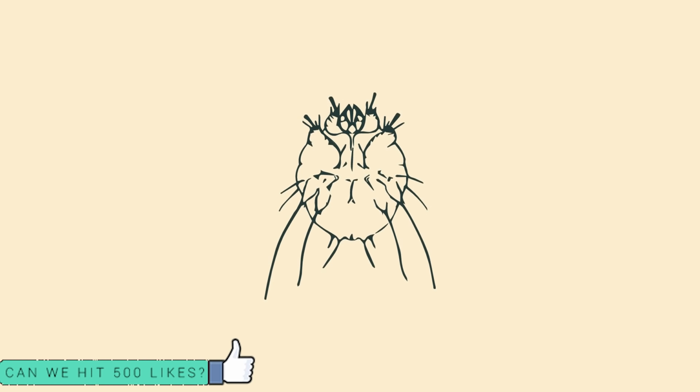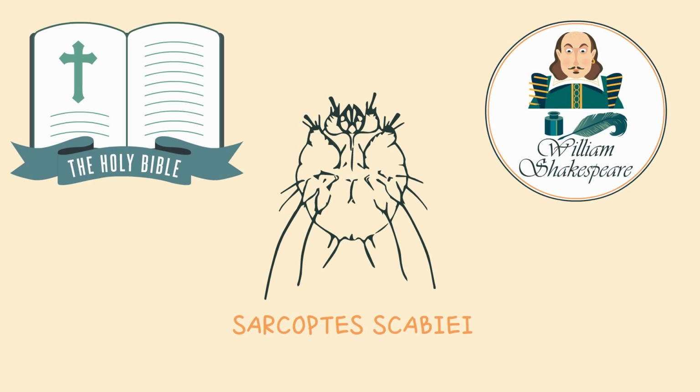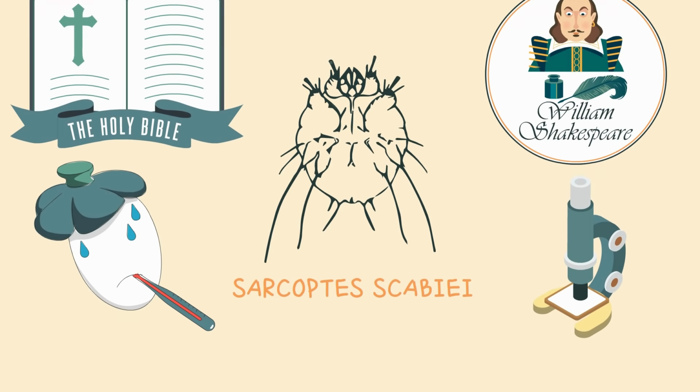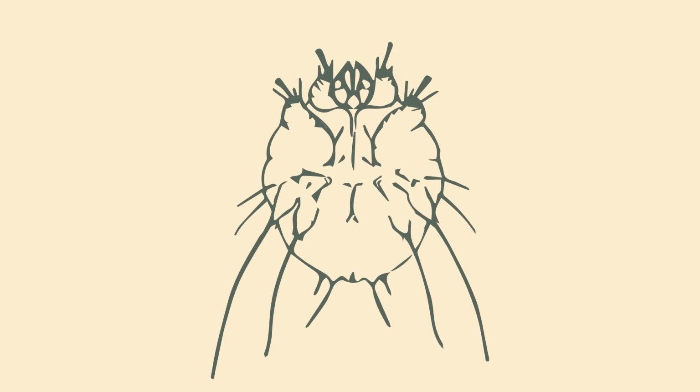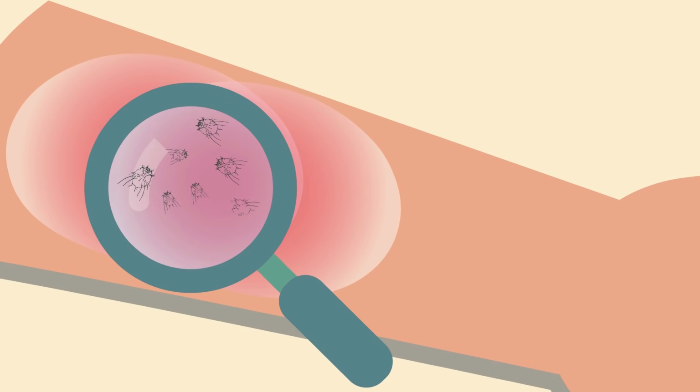Now let's talk about the organism responsible for scabies, which is basically a mite known as Sarcoptes scabiei. Humans discovered this mite in the 17th century, and the scabies mite has been mentioned even in the Old Testament of the Bible and many books of Shakespeare. You would be surprised to know that human scabies was the first disease in which the causative organism was discovered by using a microscope. This mite is an oval, pearl-like white organism with lots of legs and special structures on their legs known as suckers. At a time, about 10 to 12 mites can affect an individual.